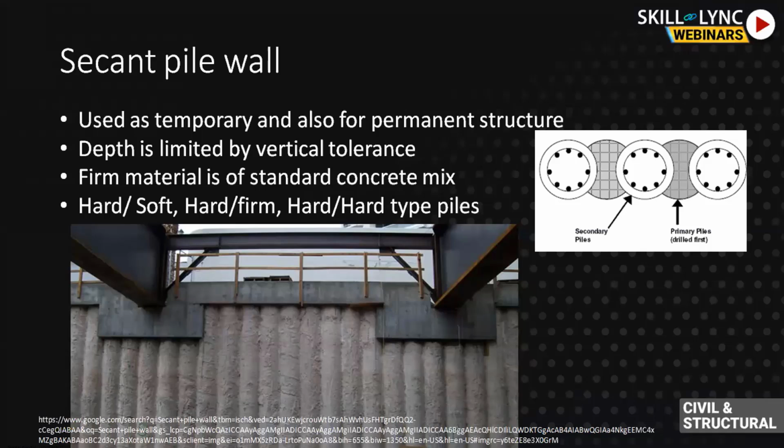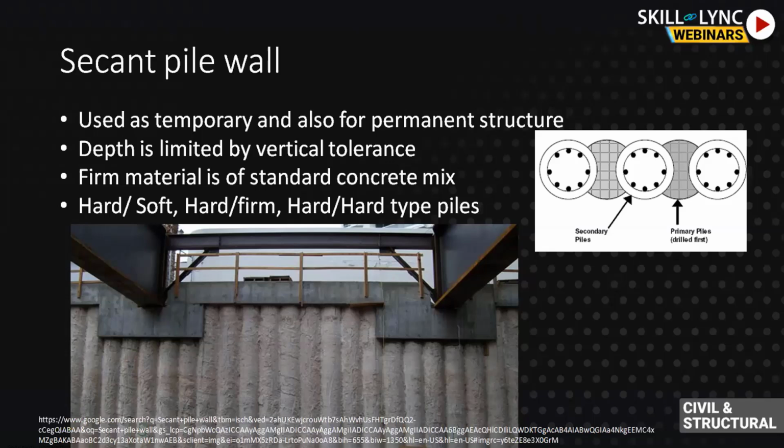Sometimes it is used as a water retaining structure. This is not a permanent solution, but the soft pile mix is a little bit costlier than concrete. It is a mixture of bentonite and concrete, generally in the range of 2 to 3 MPa strength. The next is hard-firm secant piles.